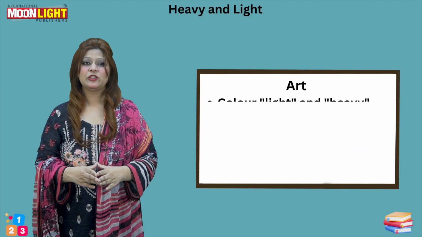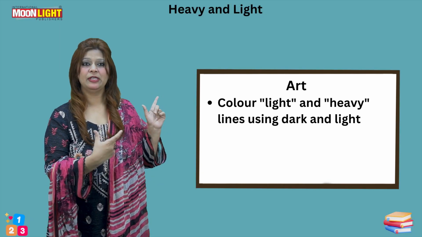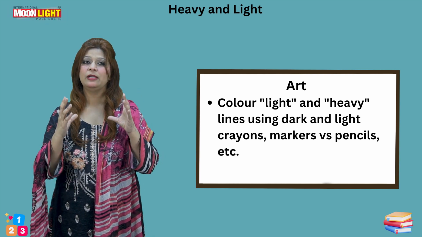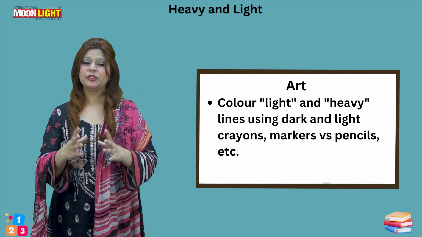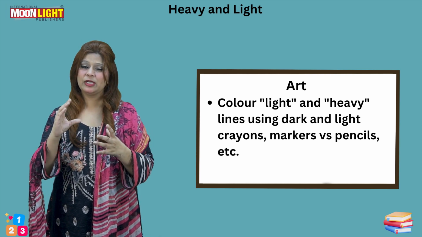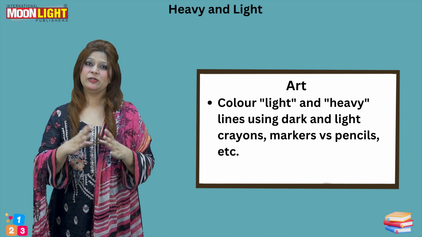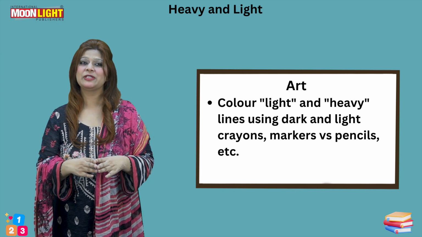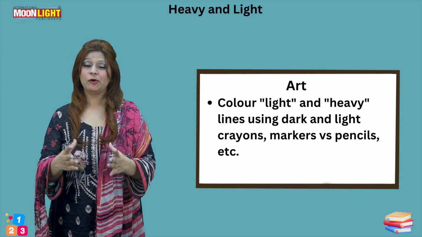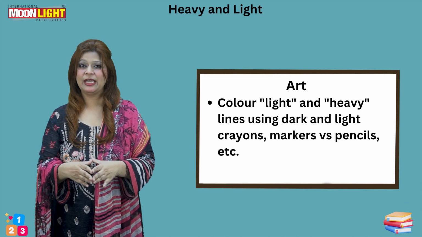Now for the art section, instruct your students to color light and heavy lines using dark and light colors. For light things, they are going to use light colors, means कम color के, कुछ color जो जिनके धीमे colors होते हैं, लाइट कलर्स होते हैं, वो इन्होंने इस्तेमाल करने हैं. और डार्क कलर्स किसके लिए यूज़ करने हैं, जैसे मार्कर्स हो गए और डार्क पेंसिल्स हो गए, या क्रेयॉन, वो उन्होंने यूज़ करने हैं हैवी ऑब्जेक्ट्स के लिए. ये भी एक अच्छी एक्टिविटी है आर्ट के लिए.